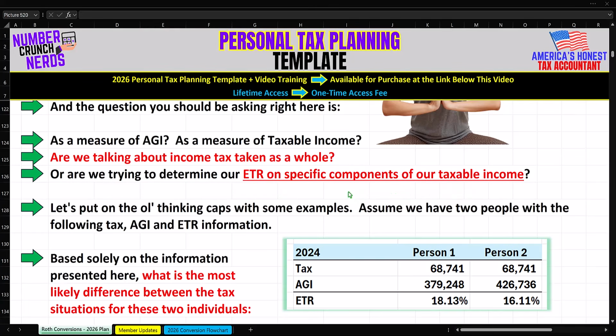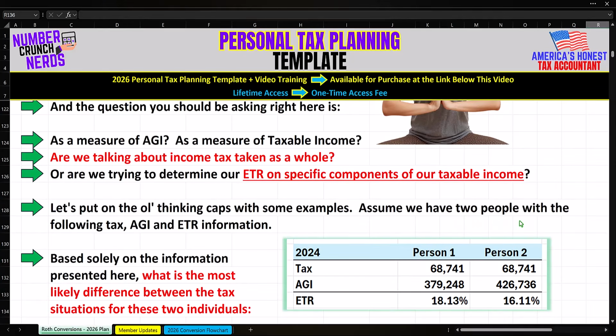The point is that there are many different ways in which we could calculate an effective tax rate. It could be based on certain portions of our tax. It could be based on our tax taken as a whole. It could be determined as a measure of AGI. It could be determined as a measure of taxable income. So to dig into this idea a little bit more, let's put on the old thinking caps with some examples.